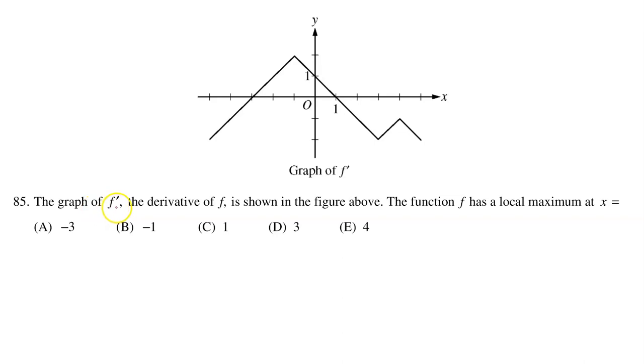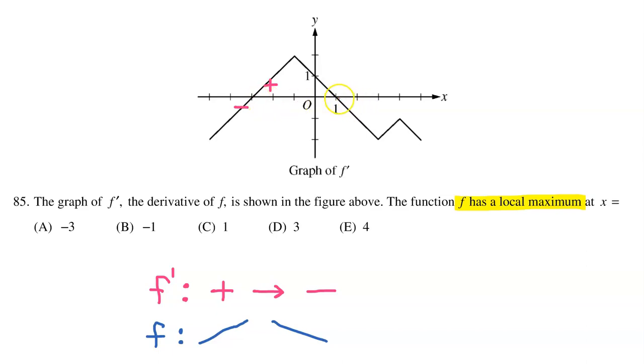The graph of f prime, the derivative of f, is shown in the figure above. The function f has a local maximum at x equals which of these? F has a local maximum when f prime changes from positive to negative, because that means that the original function f went from increasing to decreasing. At negative 3, f prime goes from negative to positive. It goes from being below the x-axis to above the x-axis.